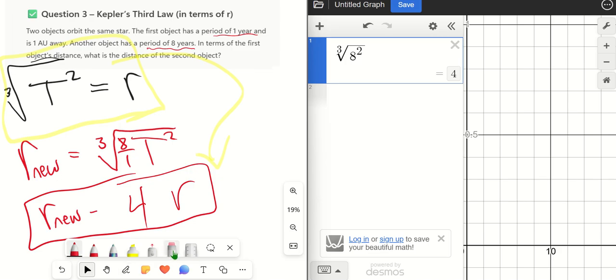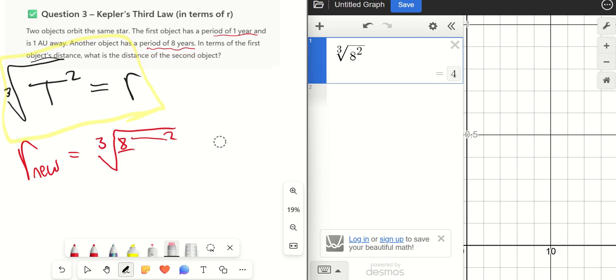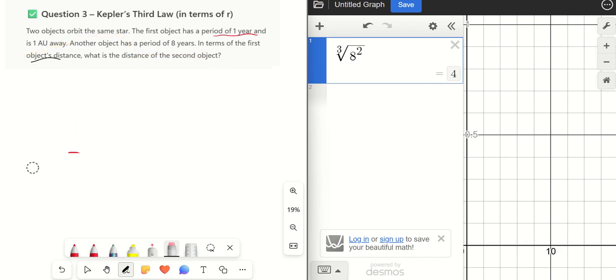Okay, so let's take a look at the last type of question. This one will be concerning Newton's law of universal gravitation.